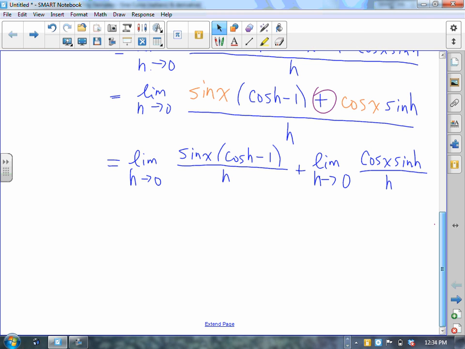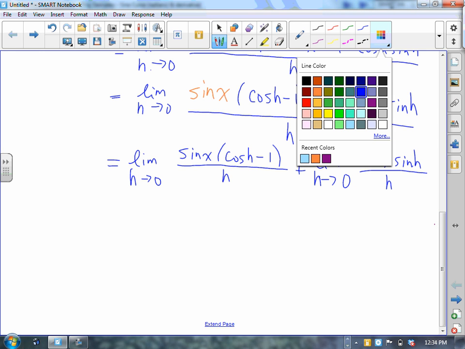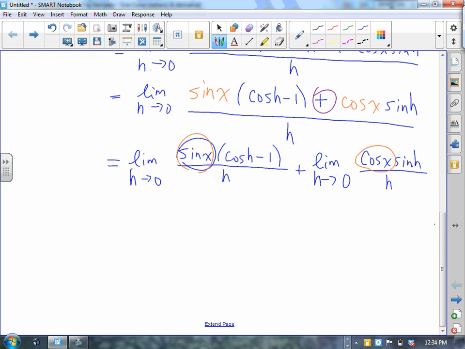Now the interesting thing about the terms that were color-coded in orange is that as h approaches 0, these values are going to remain constant. They do not depend on the value of h whatsoever. H has no effect on those values. So what we can do is pull those values out front of the limits. I'm just going to rewrite this expression, keeping our colors here.